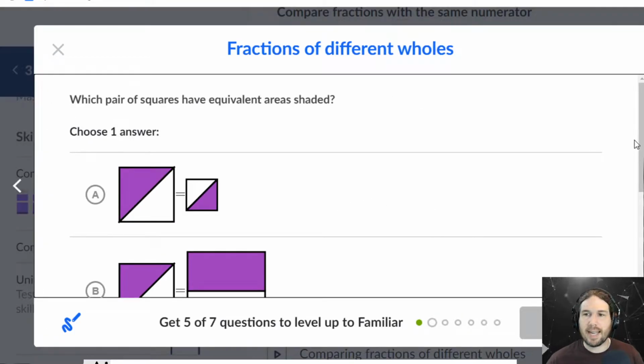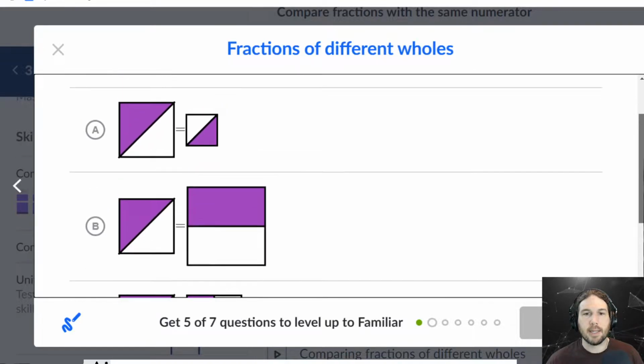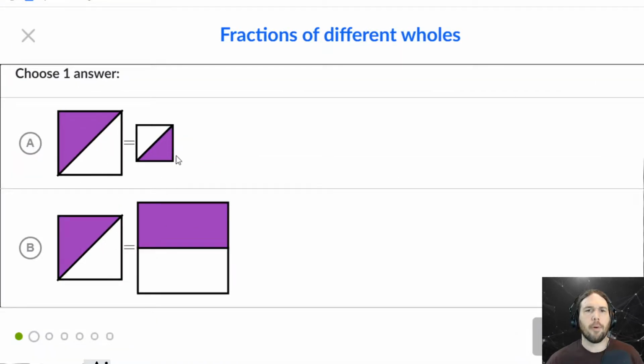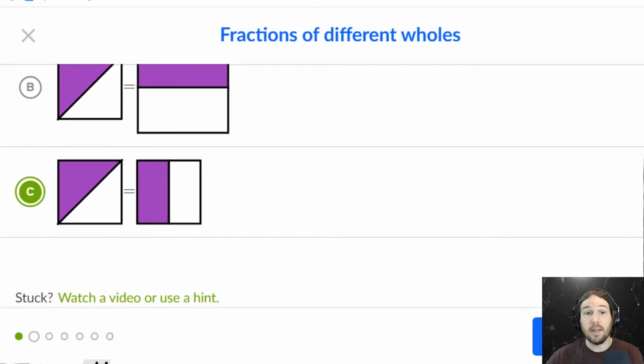Which pair of squares has the equivalent areas shaded? So you see in A, they're both 1/2, and in B, they're both 1/2, right? 1/2 of each of those things is shaded, but they're still not equal areas because of what I said before. If you have objects that are different sizes, then it's a different story, right? We can visually see that these are not the same. Whereas in C, even though they're split in half two different ways, it doesn't matter because it's still half of the same size of square.